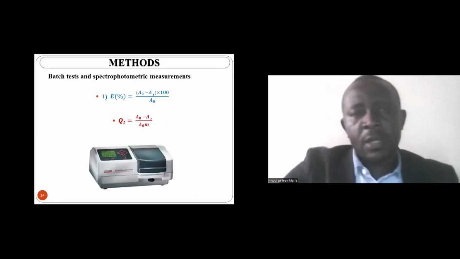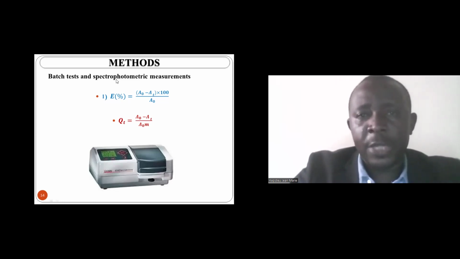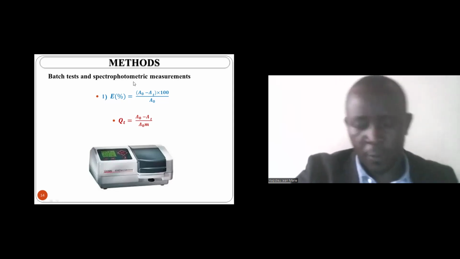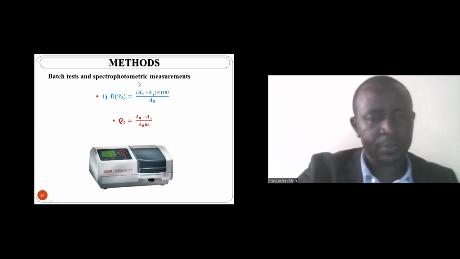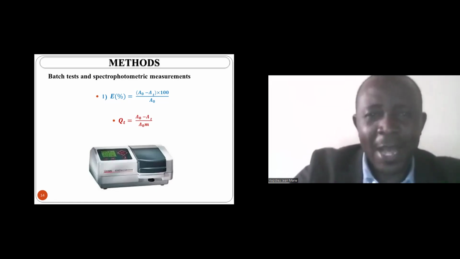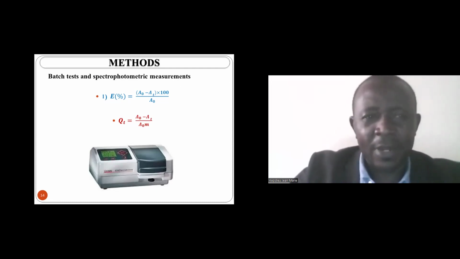Concerning the bleaching process, it was conducted through batch tests, and the measurements of the concentration of beta carotene remaining in oil were performed by visible spectrophotometry. As I just said, the work is still ongoing. I will present some of the results that have been obtained.